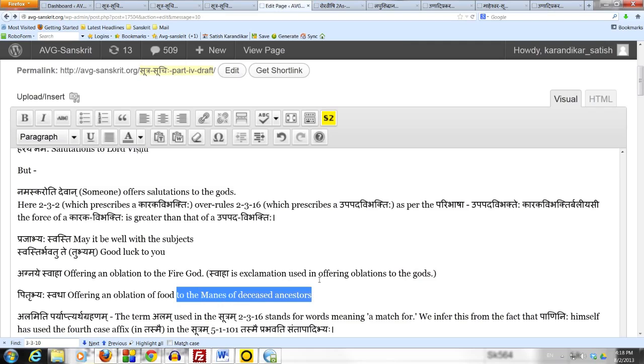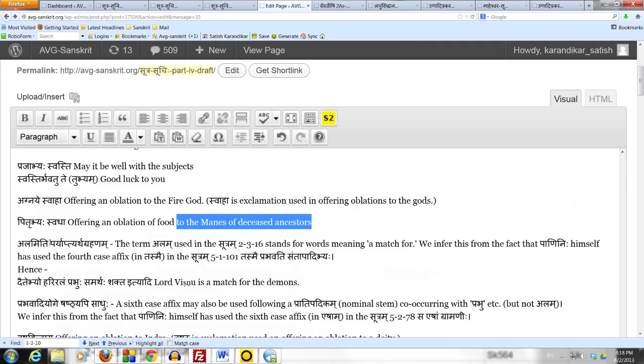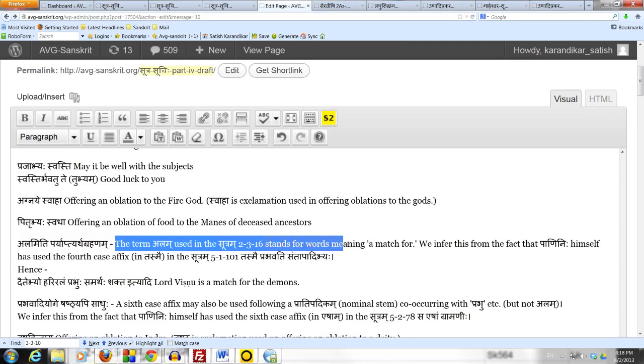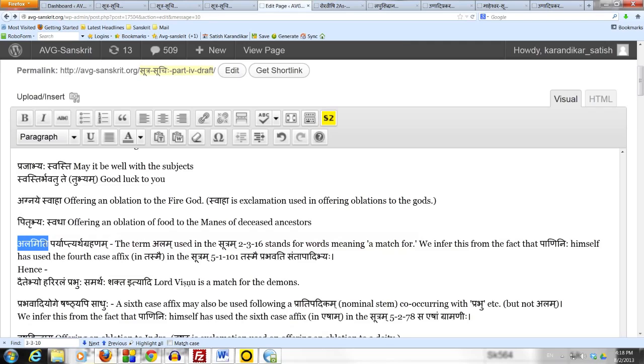Before we take the next example with alam, let us take this small vartikam which says alamiti paryaptyartha grahanam, meaning the term alam used in the sutram 2.3.16 stands for words meaning a match for or equal to, sufficient for dealing with. This vartikam does two things. First of all, alam has a variety of meanings, like "enough with, don't do that." Also to decorate, like alankaraha. It also means to be a match for. In the sutram, alam means only "match for" or "sufficient for." It does not take the other meanings.